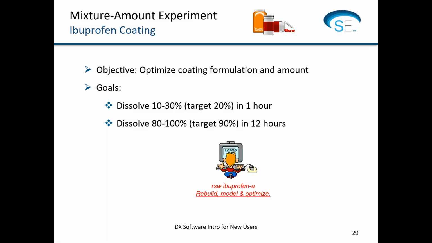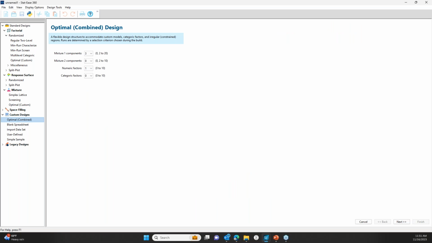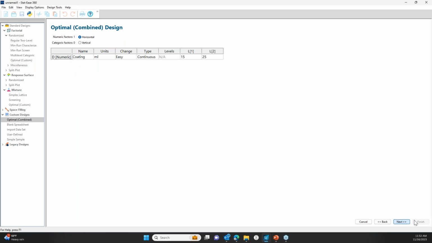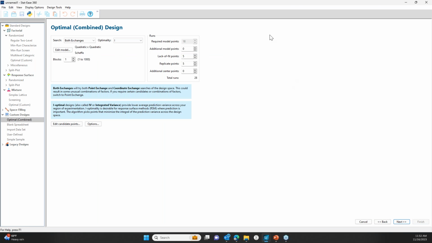So let's get this one opened up. Is it this one? Yeah. We're going to come all the way down here, even past mixture, because this one is going to be a custom design optimal experiment. We're going to use 3 mixture components and 1 numeric factor, the amount factor. We'll hit next, and here's what it lays out. Remember, the formulation sums to 31% total. Each individual component will go through these prescribed ranges, so it will create a design that works within that framework. The amount will be the mLs injected into the lab coater, going from 15 to 25. This is the optimal design.